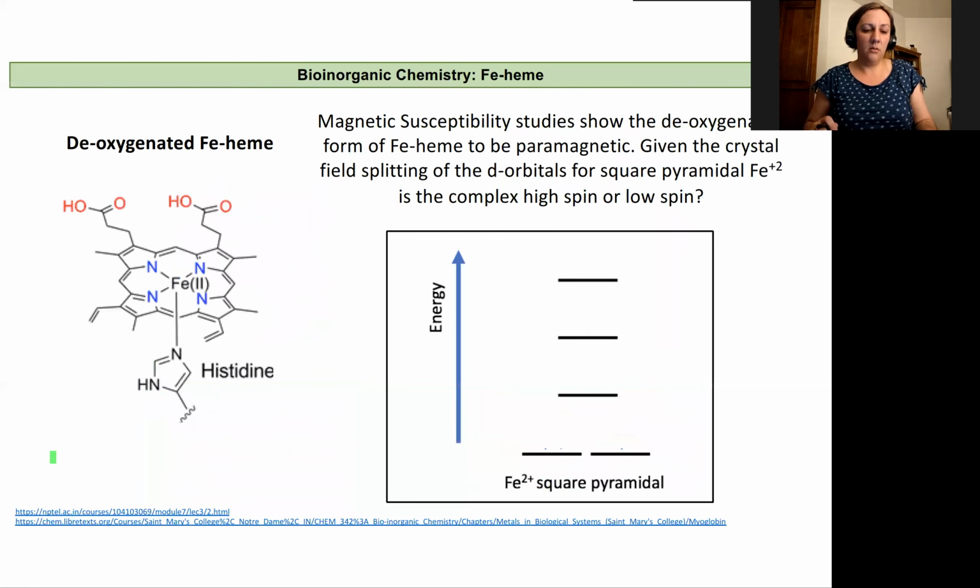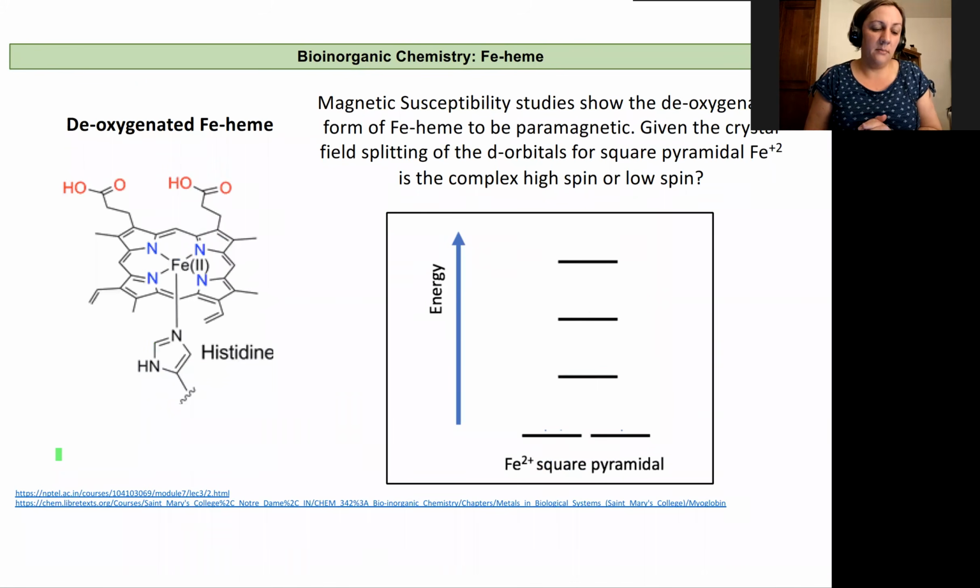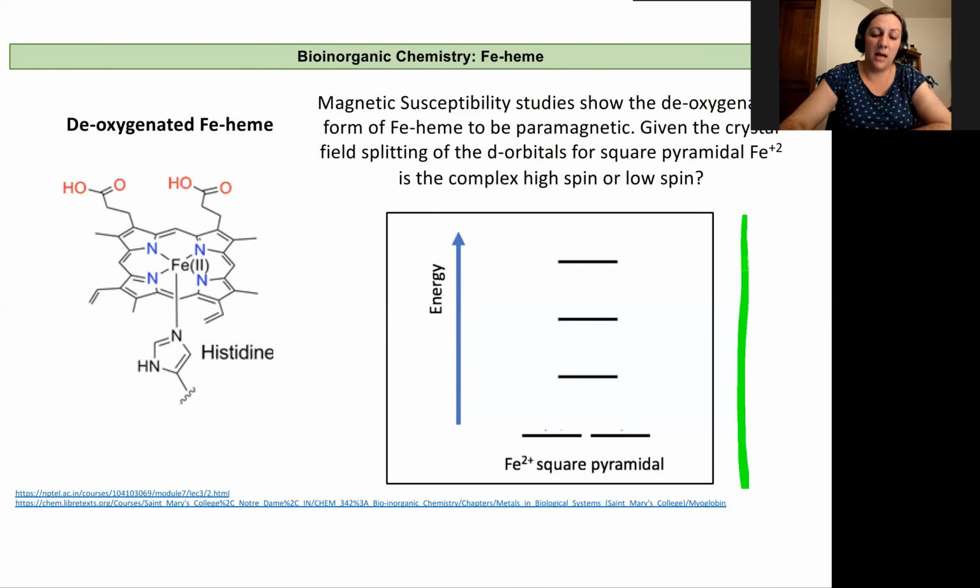So looking at the heme structure in general, we can study the magnetic susceptibility of the actual iron 2 in the porphyrin structure and within the enzyme itself. And we find that the form of iron that doesn't have the oxygen bound to it is paramagnetic. We have a square pyramidal arrangement of ligands around this iron, which is going to give us this splitting pattern for our crystal field, just the way those ligands are arranging themselves around those d orbitals.